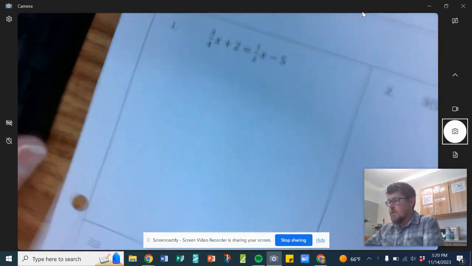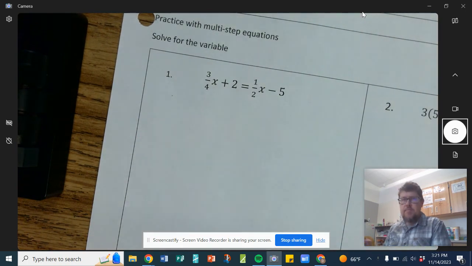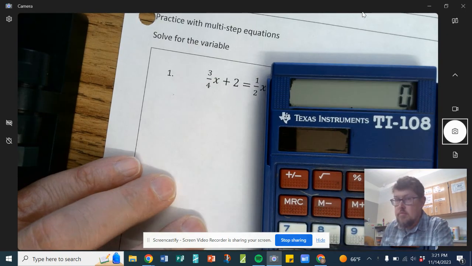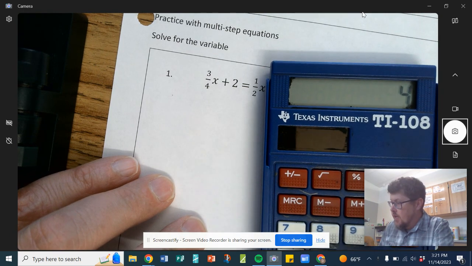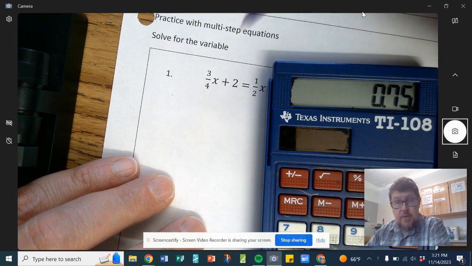All right. Okay, so there are multiple ways that you can solve these kinds of problems. You can convert it into a decimal. You would do that by taking 3 and dividing by 4, right? Get to 0.75, and then 1 divided by 2 is 0.5. So you can solve that way.